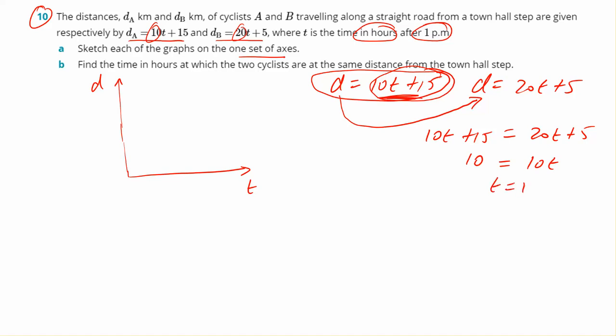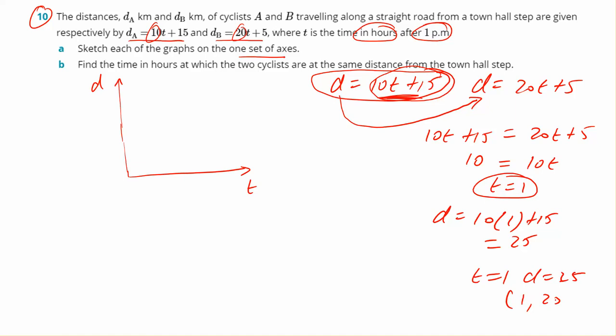Now, I'm not finished yet. I want to find the corresponding d coordinate, okay? So I sub into either one of the equations. I'll just sub into the first one. So d equals 10 times 1 plus 15, so equals 25. So your coordinate of intersection is t equals 1, d equals 25, or in coordinate form like that. Now, why is that important?